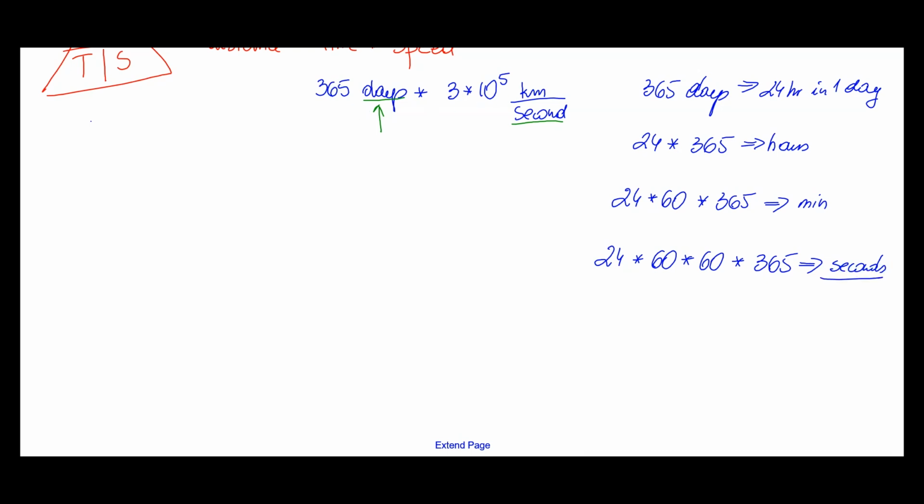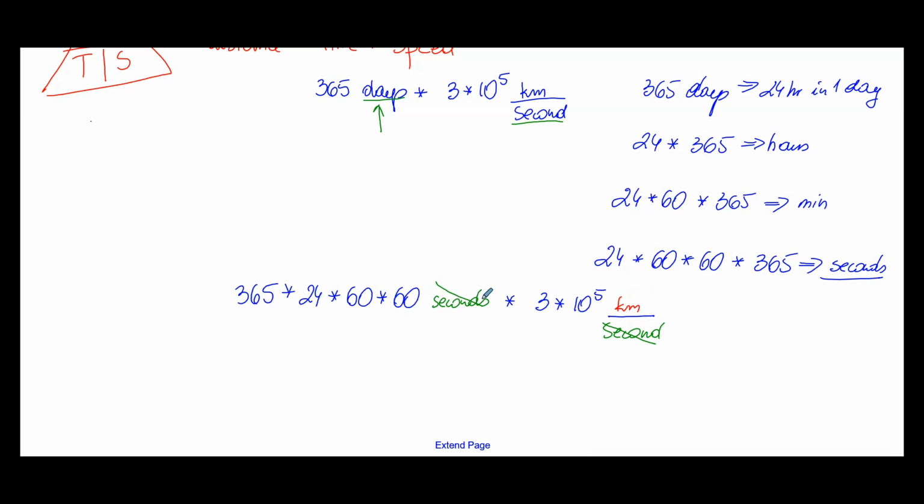So now let's change our numbers here. So instead of 365, we multiply that by 24 by 60 and by 60. And now we have seconds here. So this gives me the number of seconds, multiplied now by the speed of 3 by 10 to the power of 5. And here we have kilometers per second. So what happened? That second simplifies with this second and we are left with numbers and kilometers.